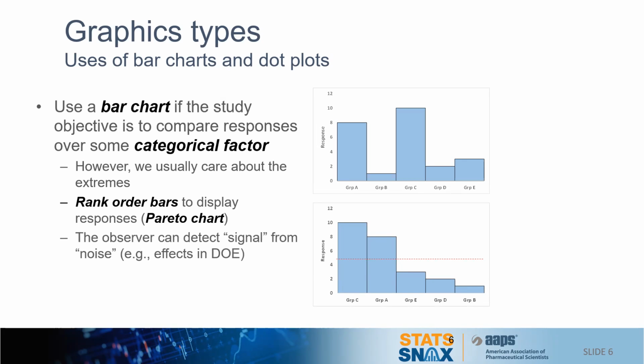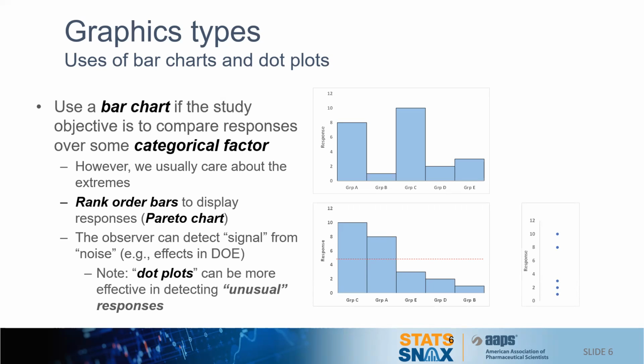And in fact, the observer can detect a signal from noise, such as when we're looking at effects in design of experiments, using what software packages may include, which is a demarcation that shows which bars are significantly out spread from the rest of the bars. In this case, the rest of the bars being group E, D, and B.